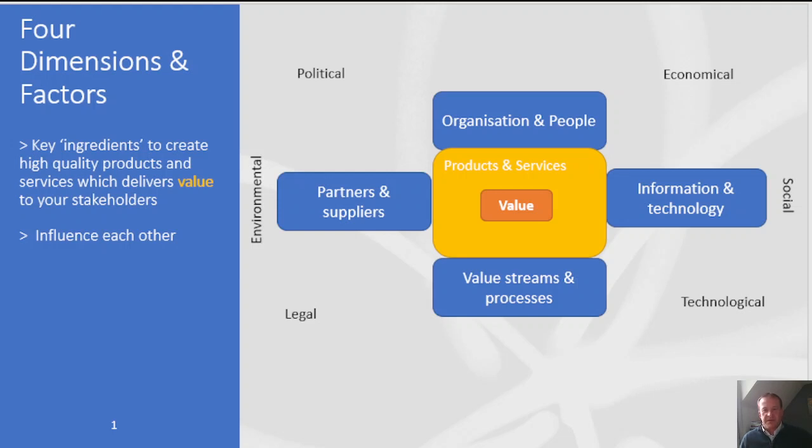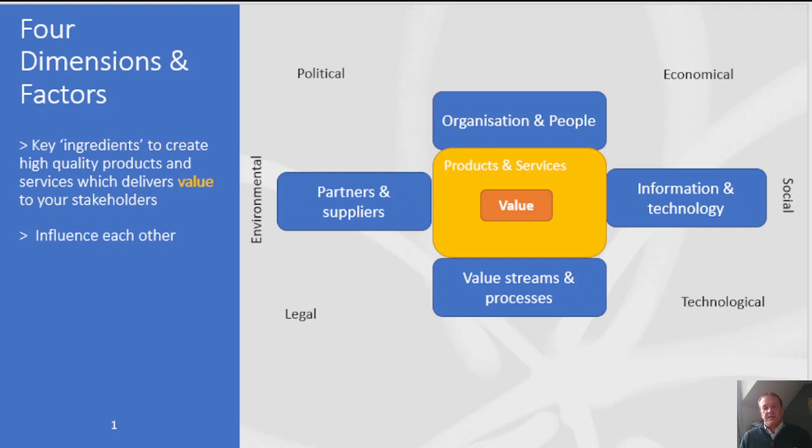The other thing, and I'll talk through each part of the diagram there, but it's worth being aware. You can see the words around the top: political, economical, social, technical, legal, environmental. Those are typically called PESTLE factors that impact the dimensions, and they all influence each other.